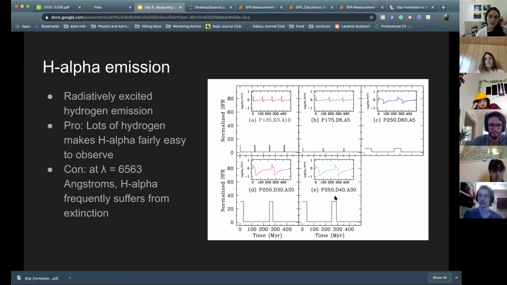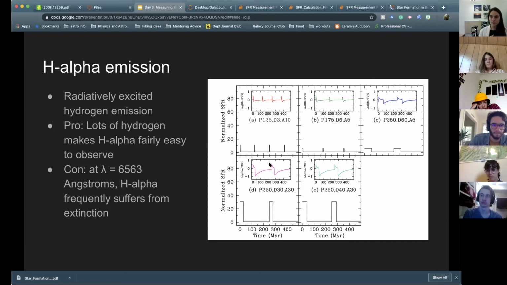You get a slightly different time scale. That's what's shown here. Every time there's a bump, there's a burst in star formation. And this is looking at the difference between H alpha and FUV light. What we can see is right after a bump in star formation happens, we get a spike in H alpha and then a spike in FUV, and then they're pretty constant. So you're getting different time scales of star formation if you're using different indicators.